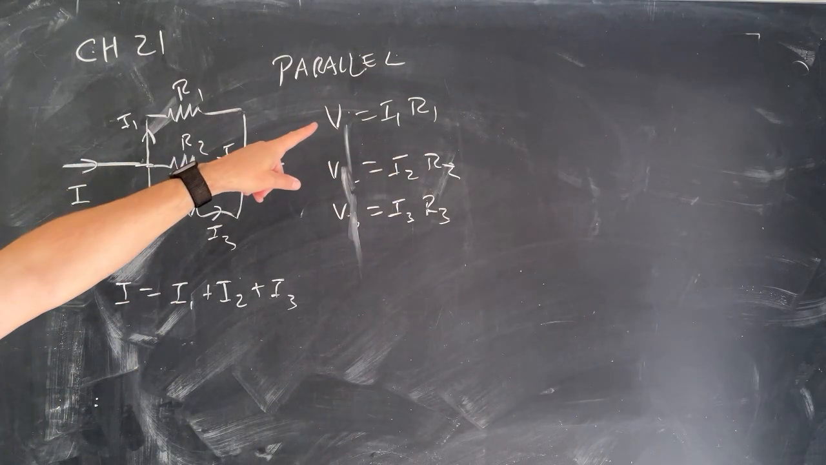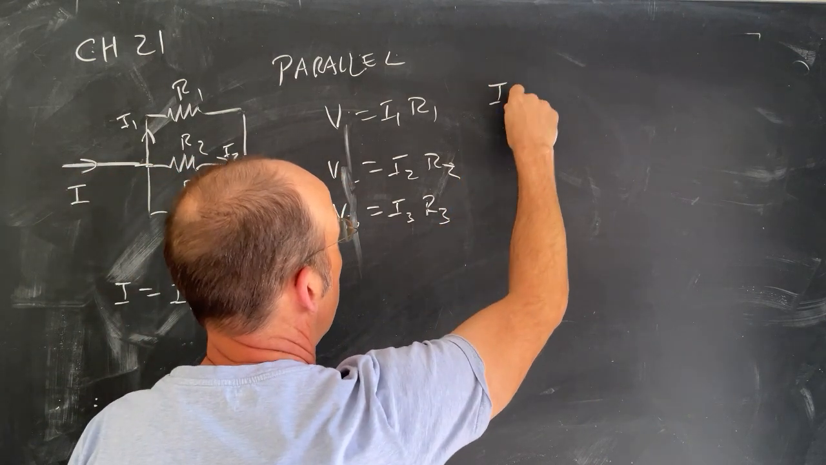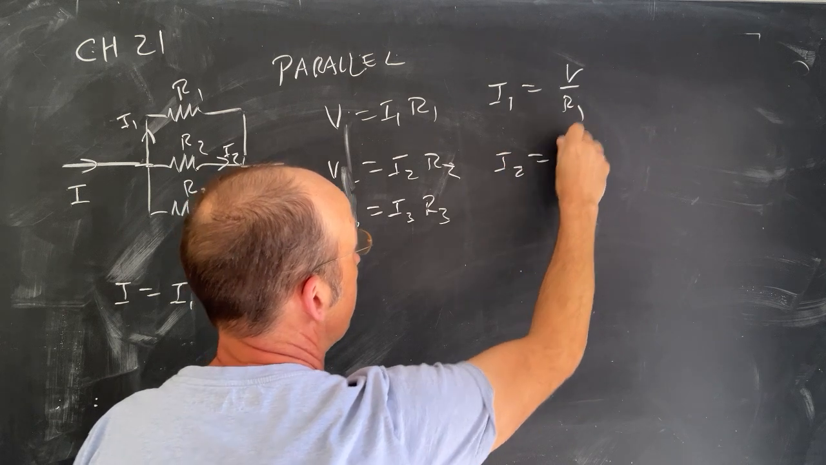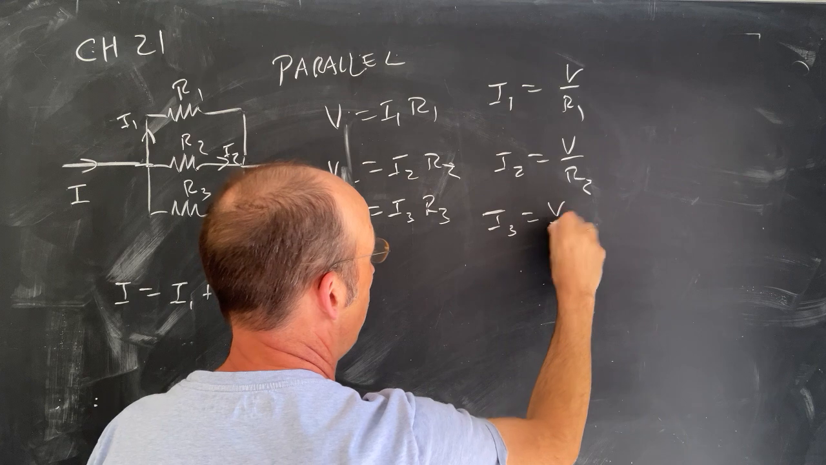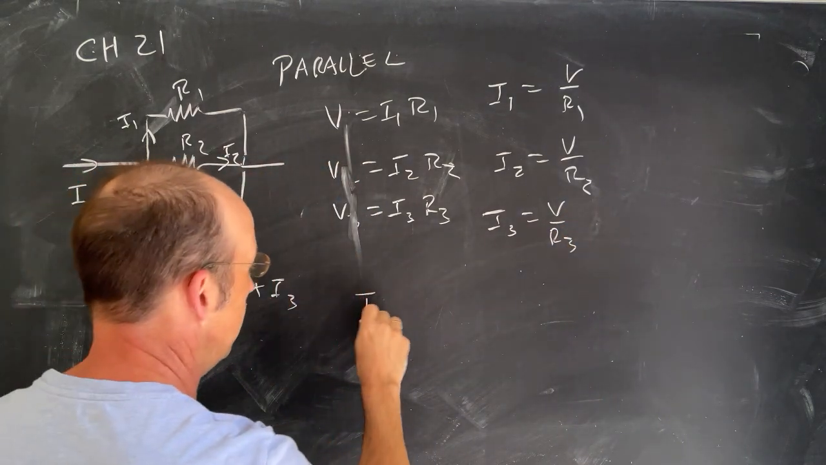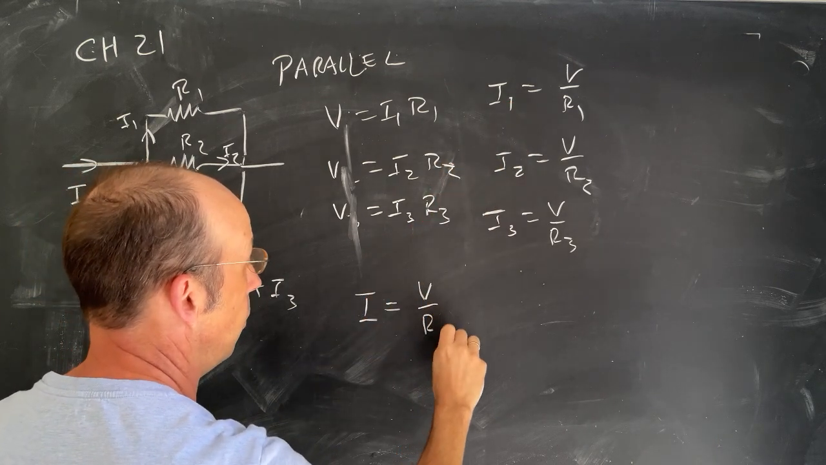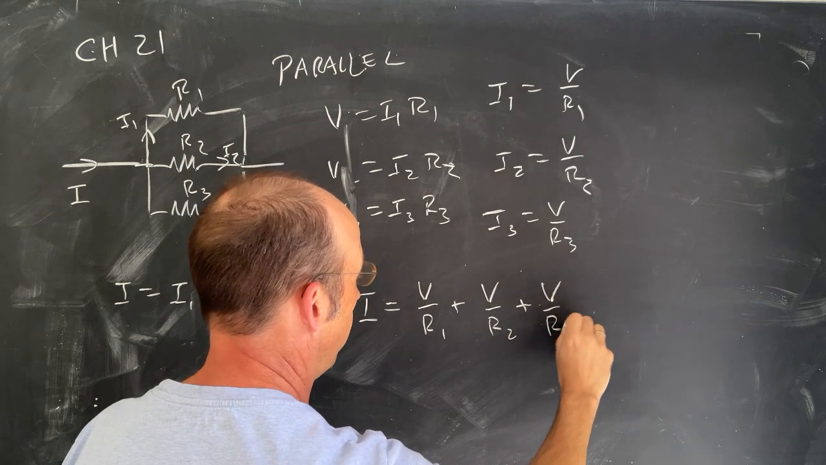So let's solve this for I1, I2, and I3. I get I1 is equal to V over R1. I2 is equal to V over R2. I3 is equal to V over R3. So if I put those in this equation, I get I equals I1, which is V over R1, plus V over R2, plus V over R3.